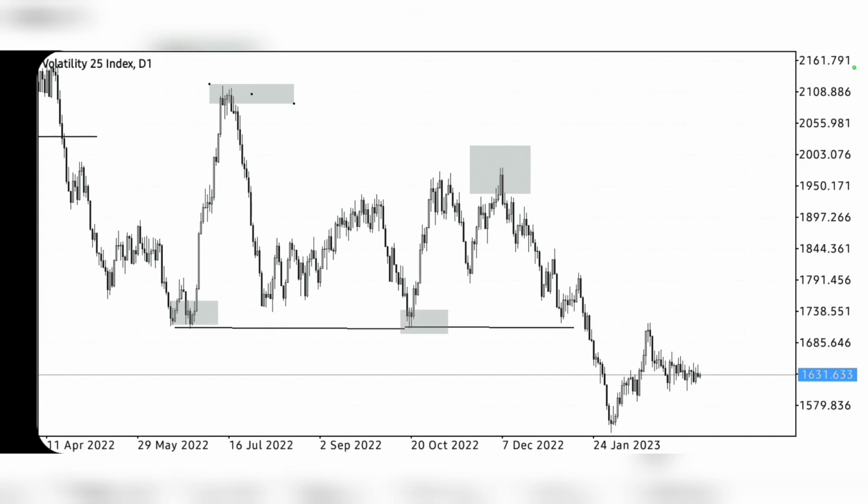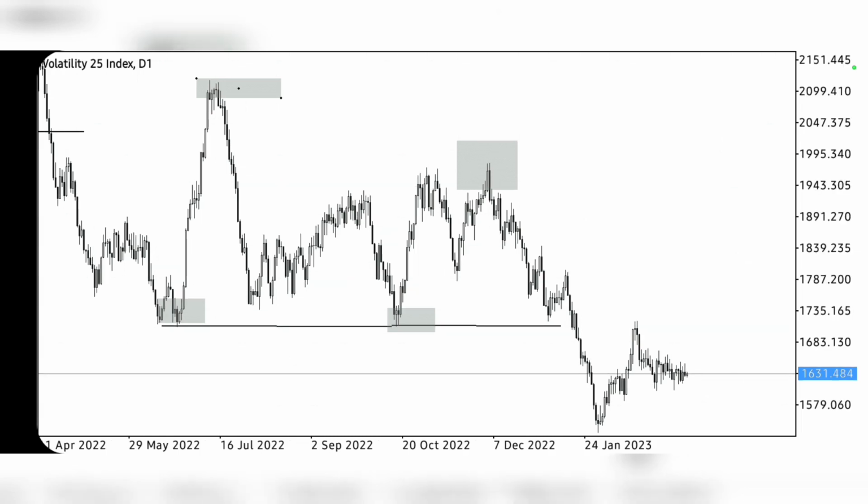So the second thing you need to identify when it comes to market structure is your internal structure. So what do we mean by internal structure? These are structures that are formed inside the structure range. Now, like I said, you need to identify your structure range from the higher time frame, so that it's going to be very easy for you to identify your internal structure from maybe a lower time frame, or even on that same time frame. Now, there are structures that are formed inside the structure range.